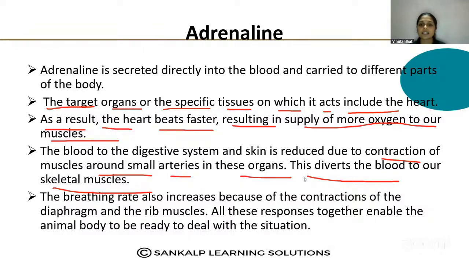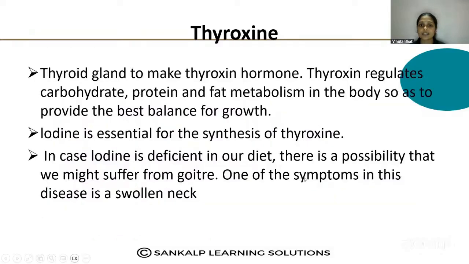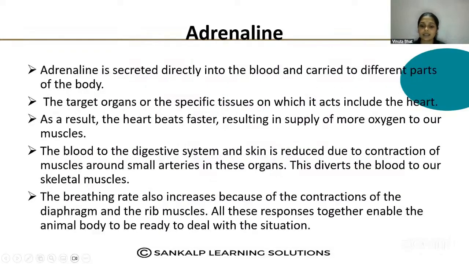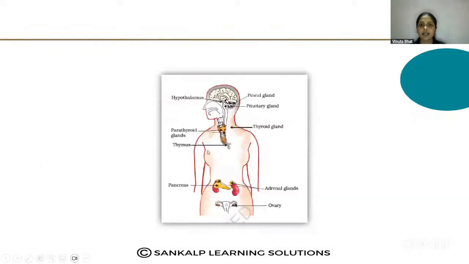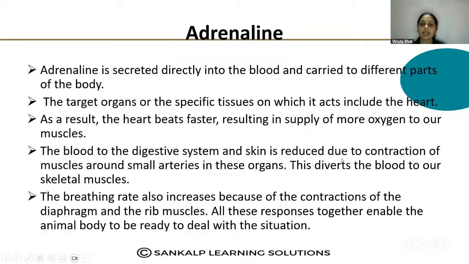Okay, so that is the adrenaline hormone that is secreted by the adrenal gland. The adrenal glands are present just above the kidney. So the question will be like this: explain the function of the adrenaline gland. What is the effect of adrenaline on our body?